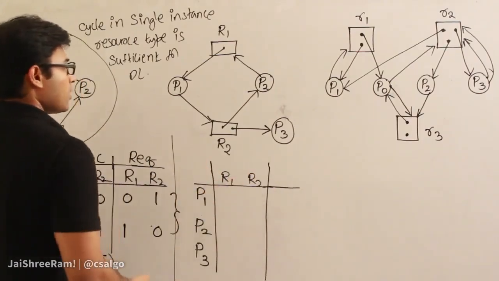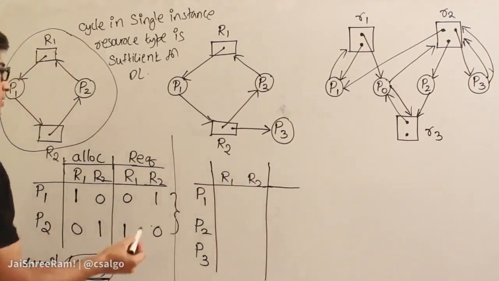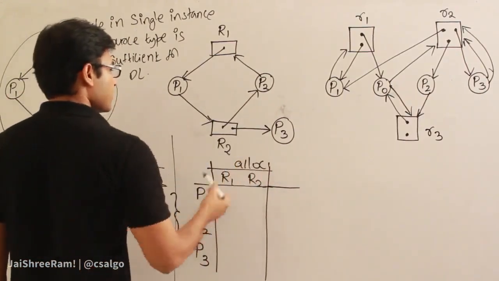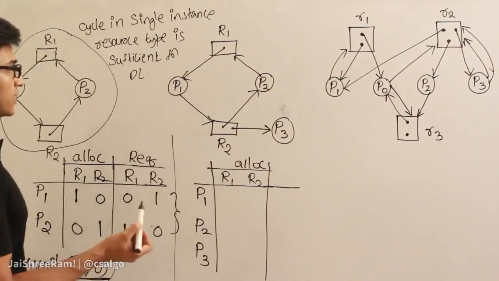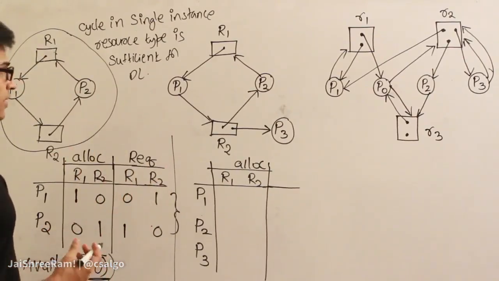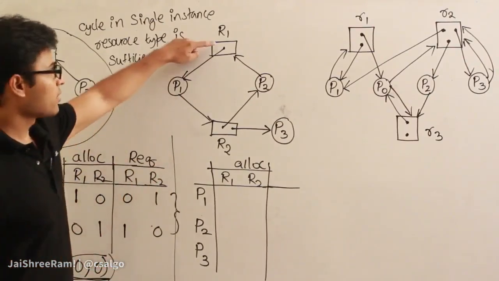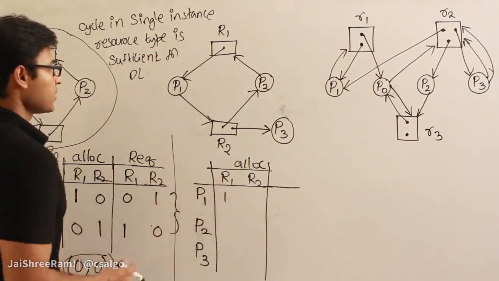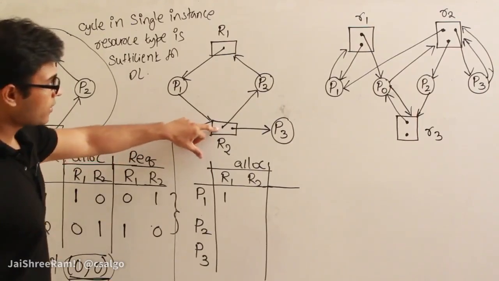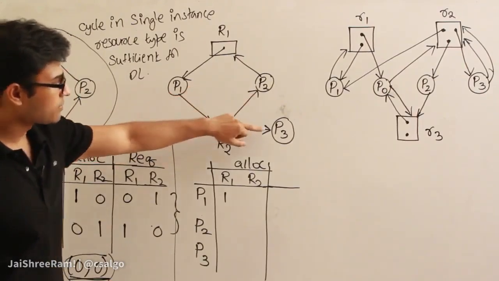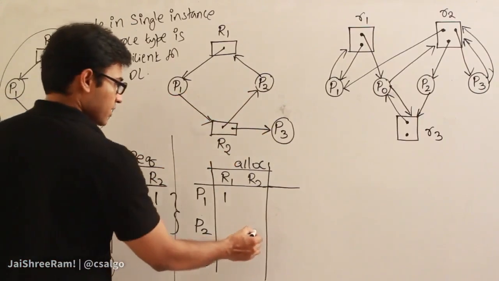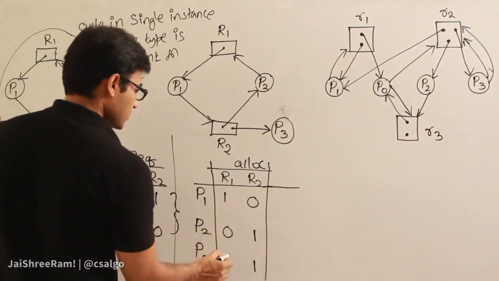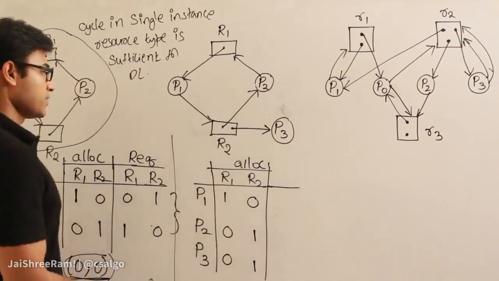Fine. Now let's talk about allocation. Allocation matrix. So how can you find out the allocation matrix? Go to the resources and see to which process it is allocated. Now let's see R1. R1 is allocated to P1. Let's see R2. R2 is allocated to P2 as well as P3. And in the remaining elements you just write zeros, right? That is the allocation matrix.